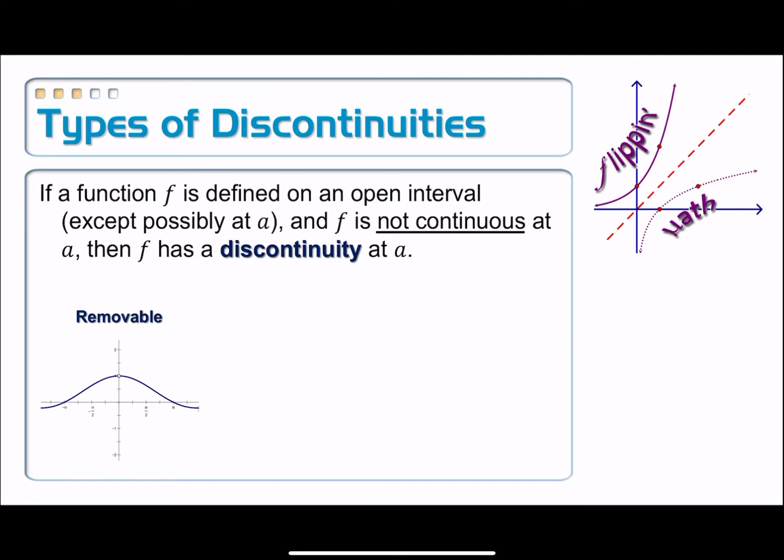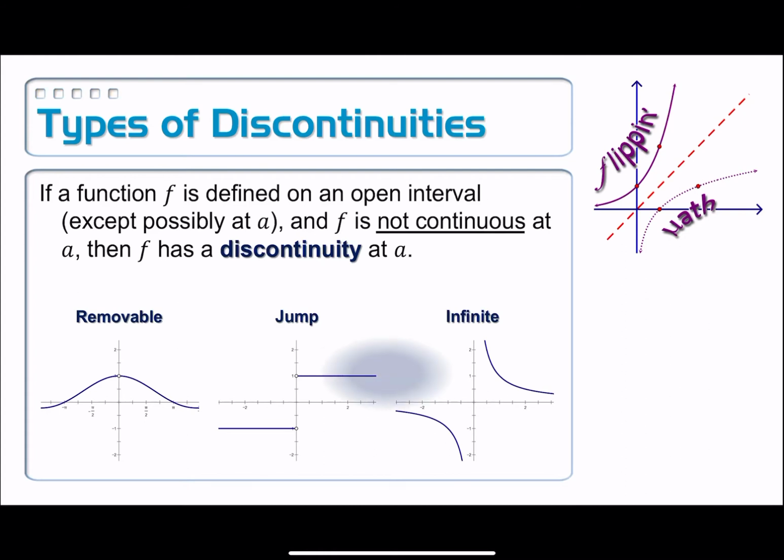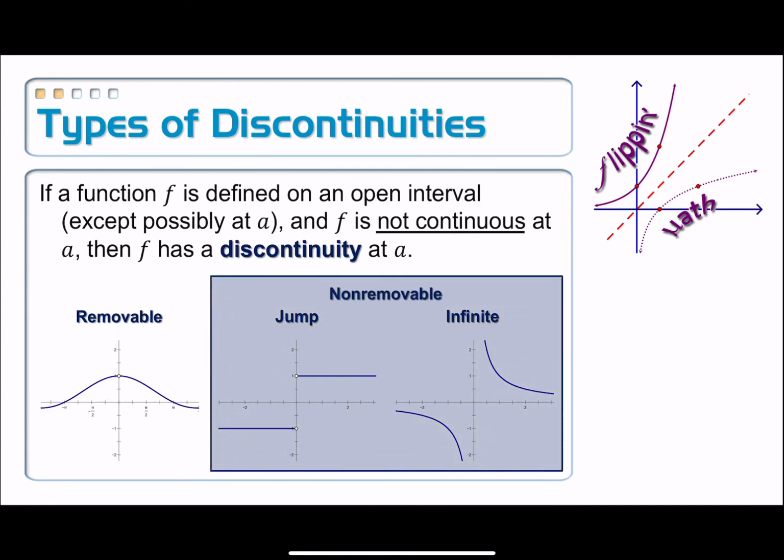This one, the limit is still going to exist there. Okay, and then we have two non-removable discontinuities. The first one is a jump discontinuity. The limit is not going to exist at that particular point due to differing left-right behaviors. And then we have our infinite discontinuity, and the limit is not going to exist at that particular point due to unbounded behavior. So these last two, the jump and the infinite discontinuity, are examples of non-removable discontinuities. Their limits are not going to exist, but the removable one is.